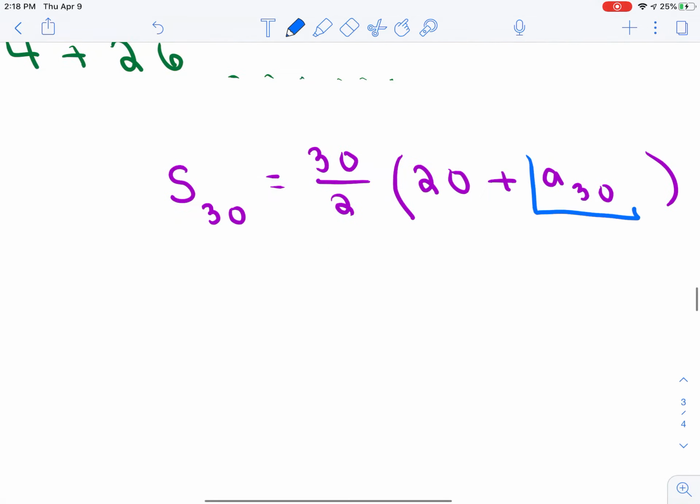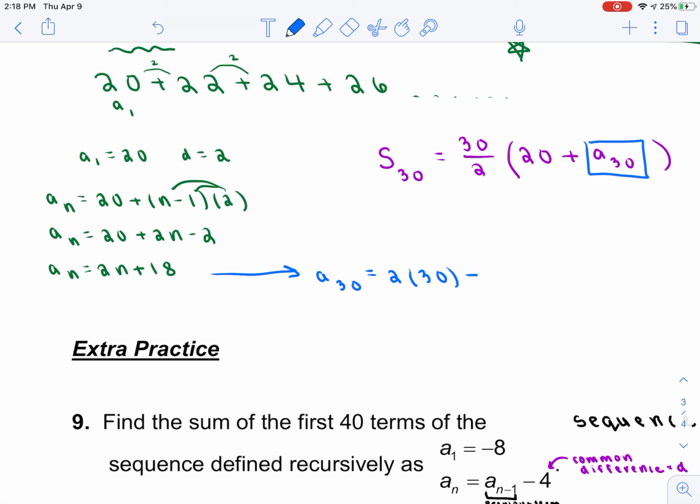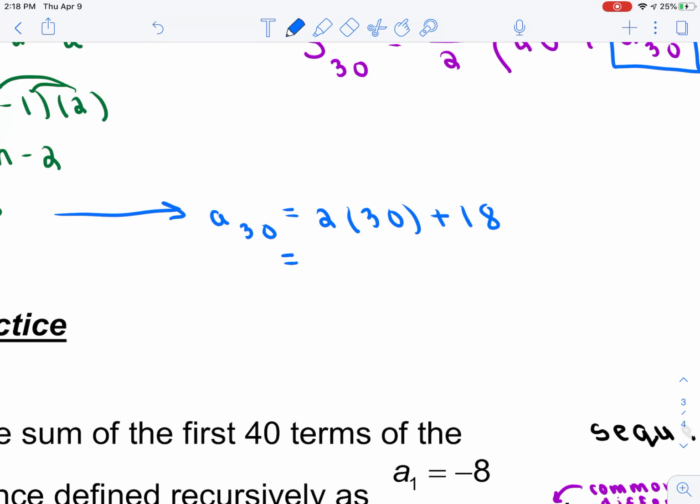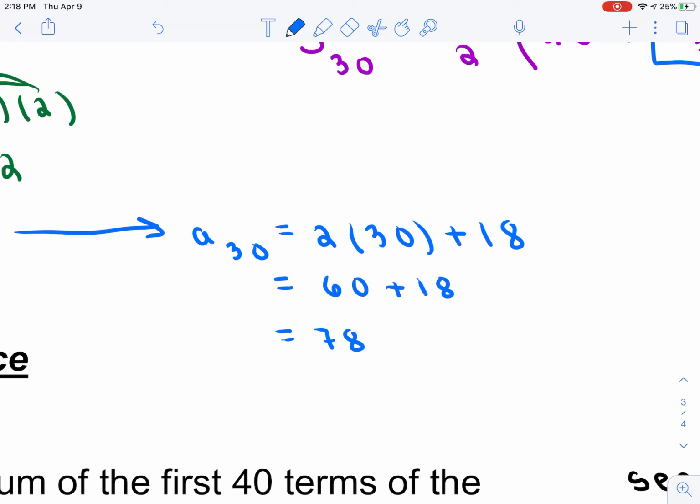If you want to find A sub 30, we need to sub in a 30 for n to find out how many seats are in that last row. So notice I would get 60 plus 18. I'm getting 78 seats in that 30th row. You're going to see on quizzes that you do later on that I'll ask you how many seats are in the 30th row and then how many seats are in the whole auditorium. So this would be the answer to how many seats are just in that row alone.